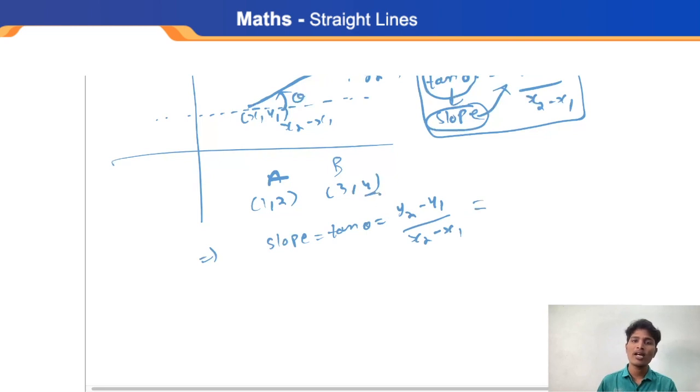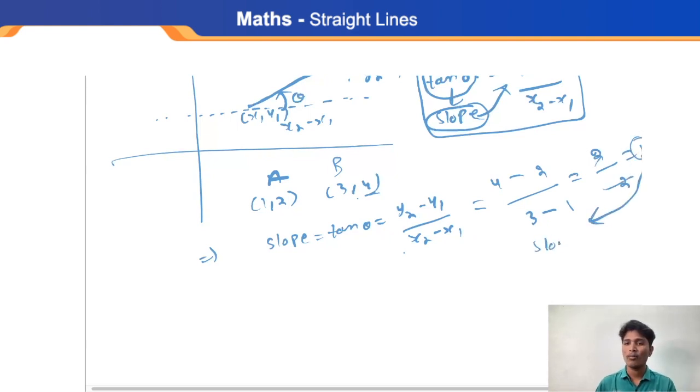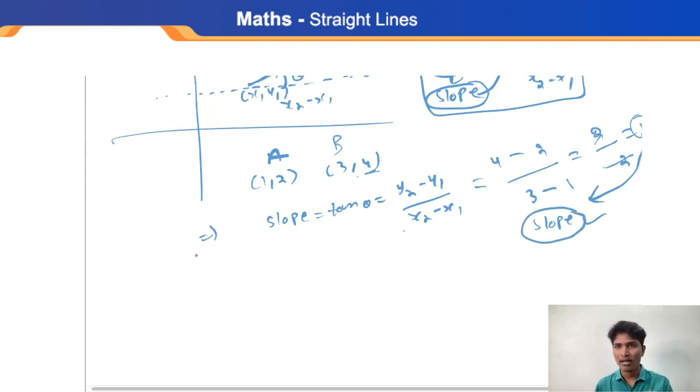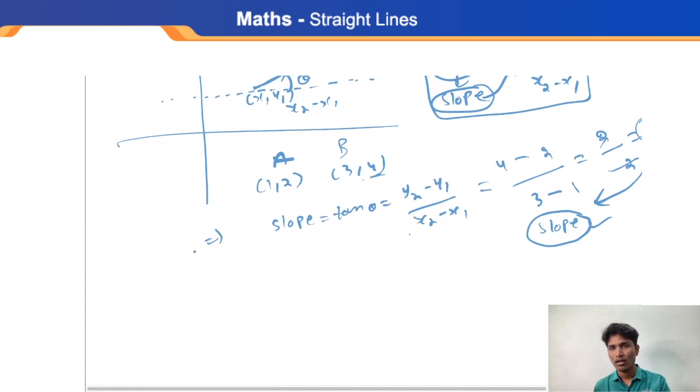So what is y2 here? y2 is 4. What is y1? y1 is 2. Divided by, what is x2? x2 is 3. What is x1? x1 is 1. So if I calculate, this is 2 divided by 2. What will I get? I will get 1. So this is called slope. Like this you have to calculate.